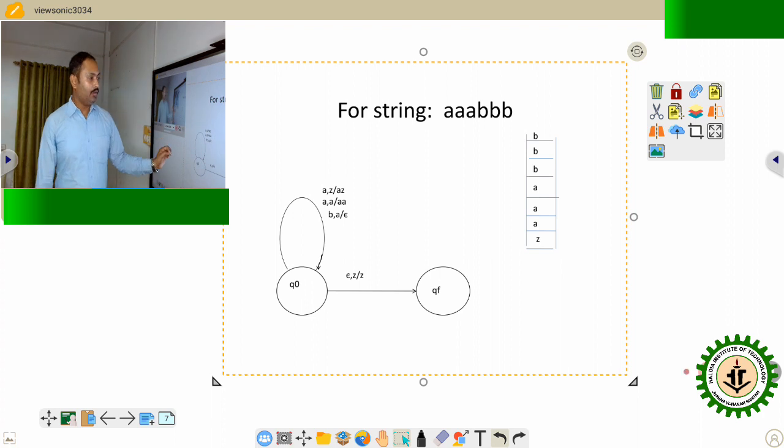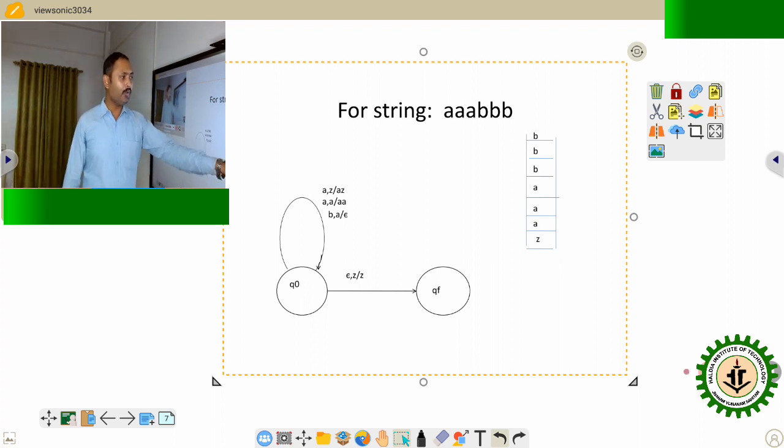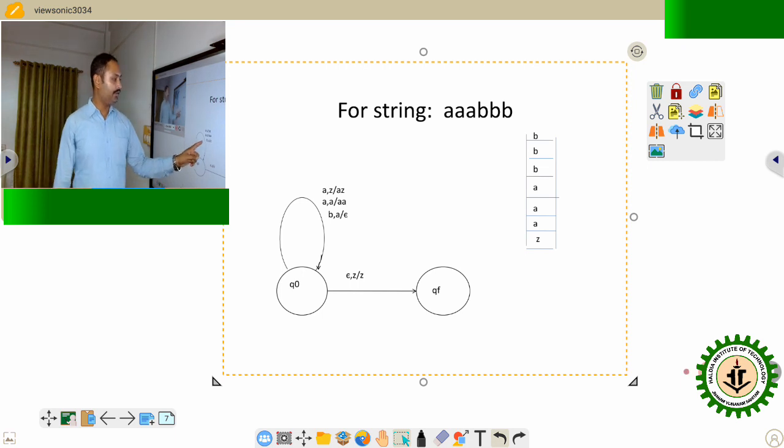Now what will happen for the first B? Our input symbol is B and the top of the stack is A. If this condition happens, then we have to remove these two symbols, B and A. So this is the transaction: if our input symbol is B and the top of the stack is A, then we have to delete both of them.